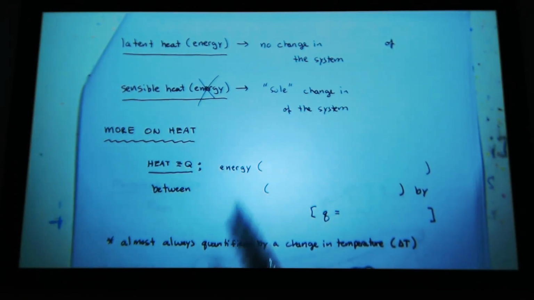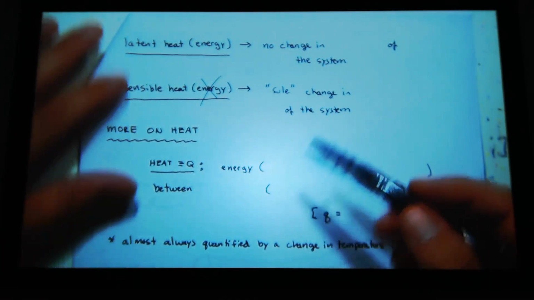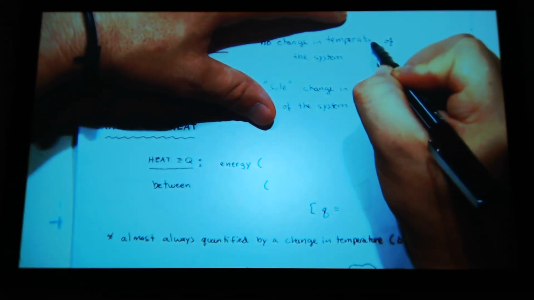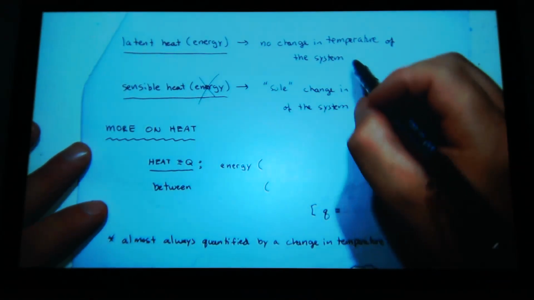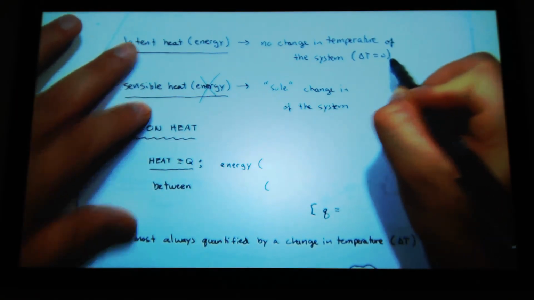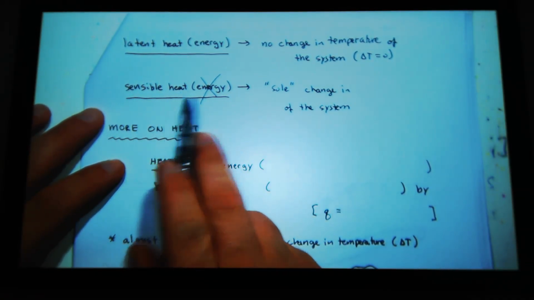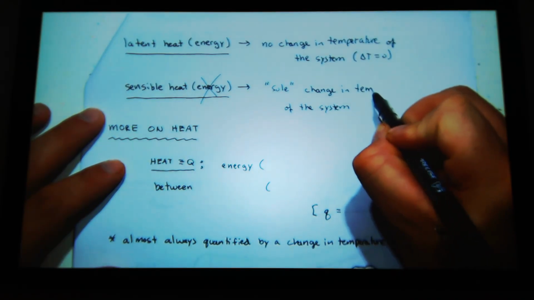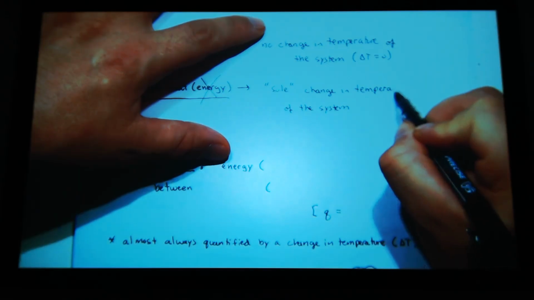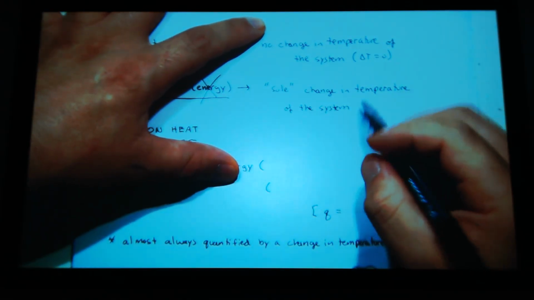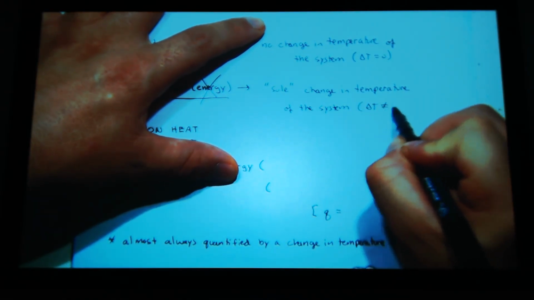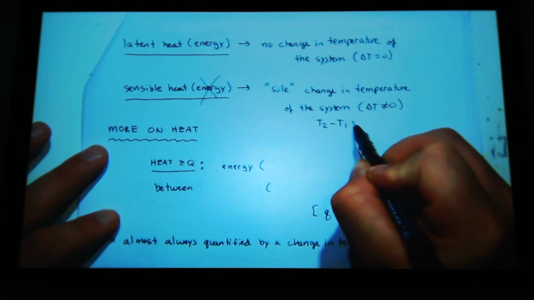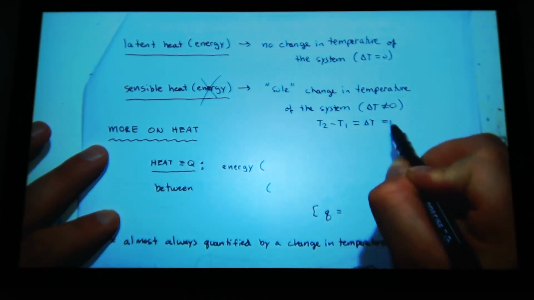So latent energy, latent heat. Just said this, no change in temperature of the system. Delta T is equal to 0. Sensible energy, sensible heat. I can exchange it with the effect of a change in temperature of the system. Delta T does not equal 0. T2 minus T1 equals delta T, which does not equal 0.